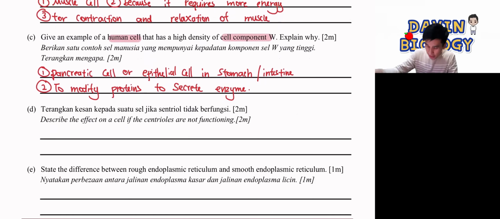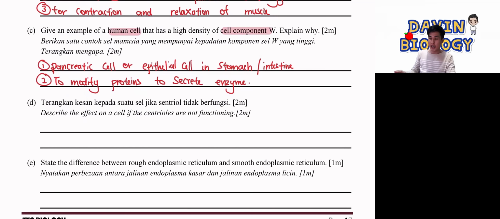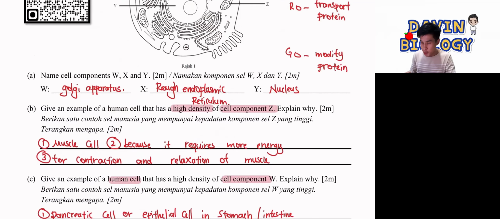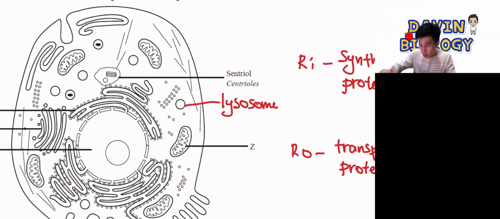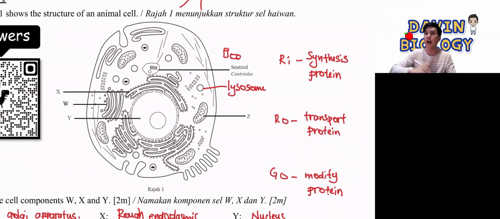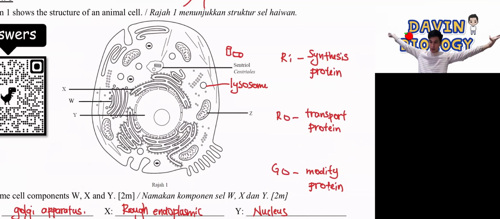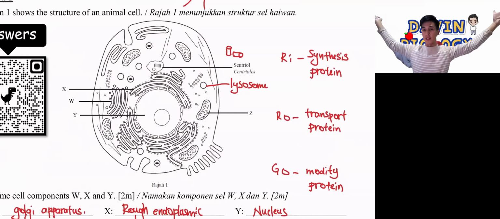Okay. Next, describe the effect on a cell if the centrioles are not functioning. I'm so sorry, in this diagram, the centriole is drawn a bit unlike what it should look like. For my students, recently we did the mitosis chapter and we mentioned them, right? Centrioles are like a pair of cylinders. So centriole, what is its function? Form what?